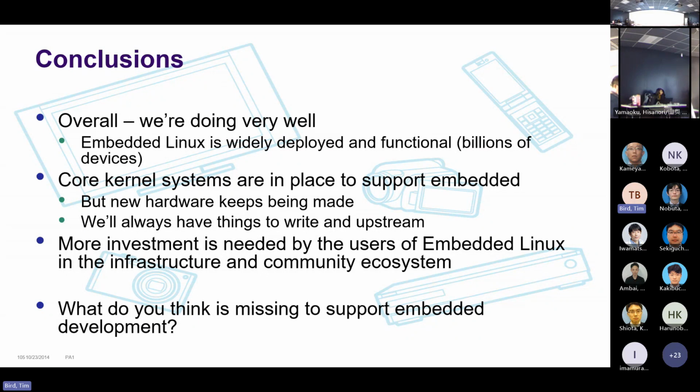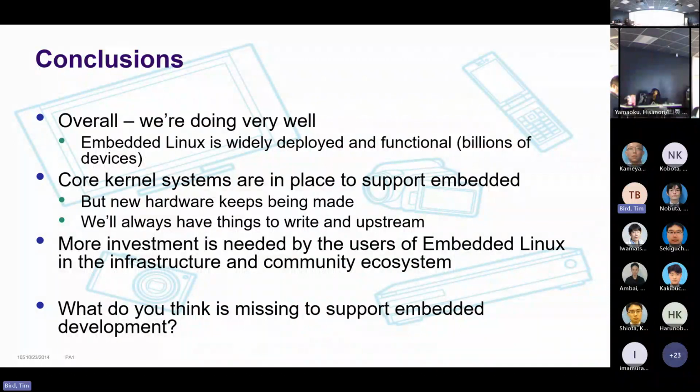Cross-compilation works, testing works, and we have maintainers in lots of areas. And actually, a large amount of progress has been made getting SoC support upstream. So processor support in embedded is better than it's ever been. But new hardware always keeps being made, and we'll always have things to write and upstream. So we're not done just yet.